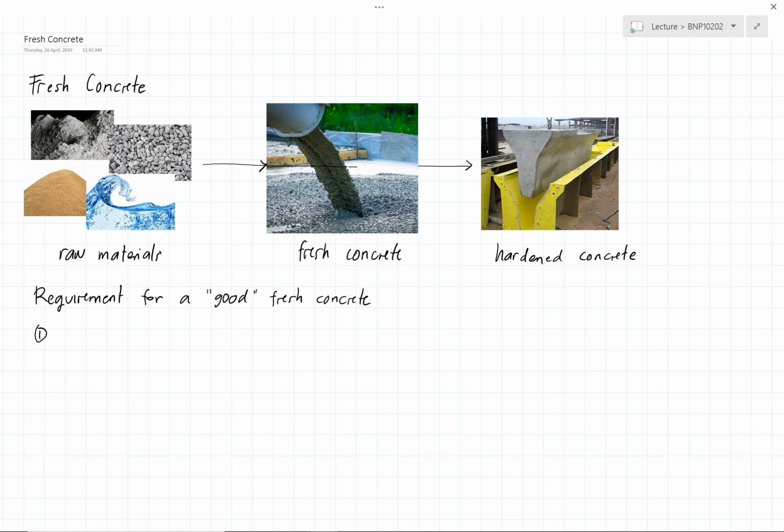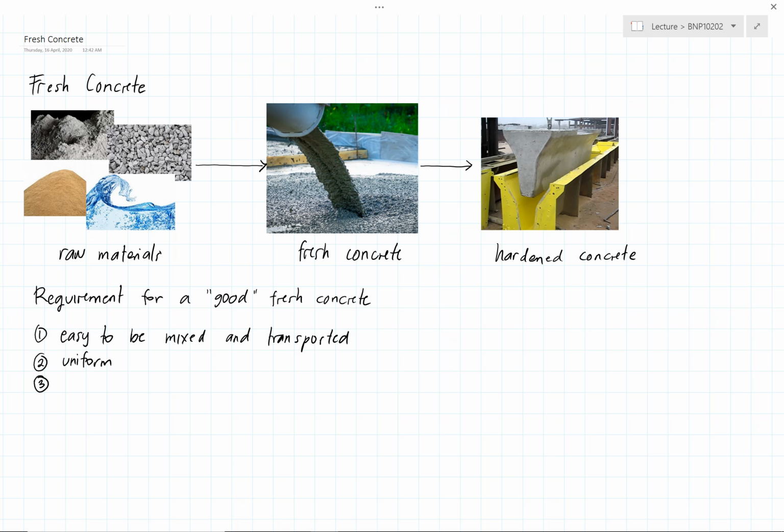The first one, it should be easy to be mixed, to be cast, to be compacted, and to be transported. The next one, the fresh concrete should be uniform in every part. You cannot have fresh concrete where in certain parts it is dry and the other part is quite wet. Or in one part, there are only fine aggregate and coarse aggregate without any coat of cement paste, while the other part has enough coating of cement paste.